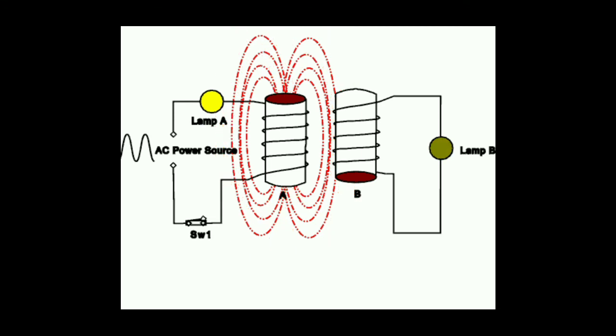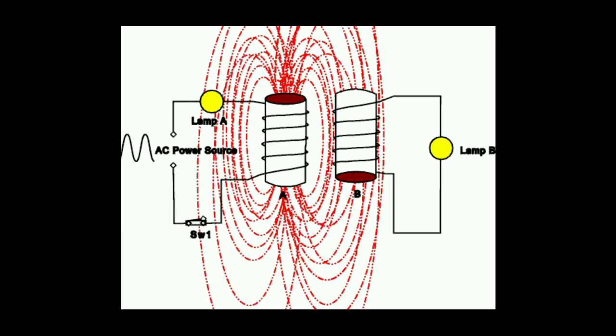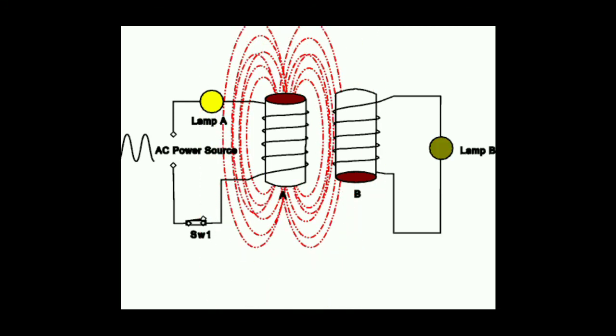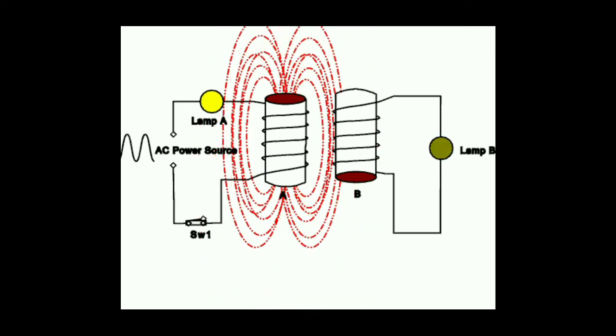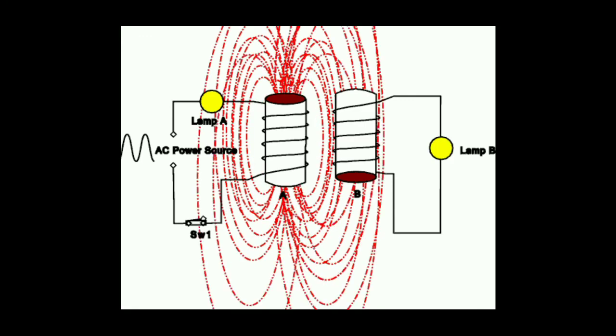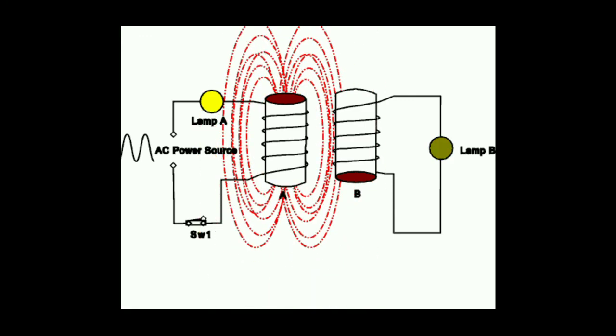From coil A to coil B, it will generate induced EMF, and because of this EMF, current will generate, and lamp B is glowing. You can see lamp B is glowing because current is inducing in this coil B. That's why lamp B is glowing. If there were no current, how would it be possible for lamp B to glow, right? So I hope you have all understood the concept of electromagnetic induction very well.